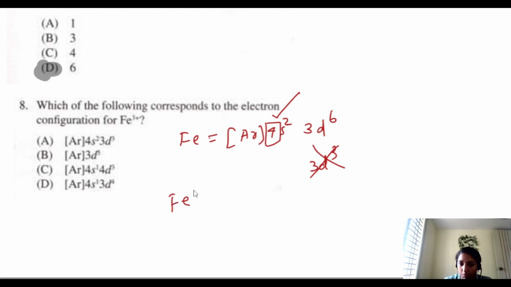So Fe3+ means that it is Ar, and this electron will go, and again one more electron has to be lost because it is Fe3+, so 3d5. So which option? Yes, option B.